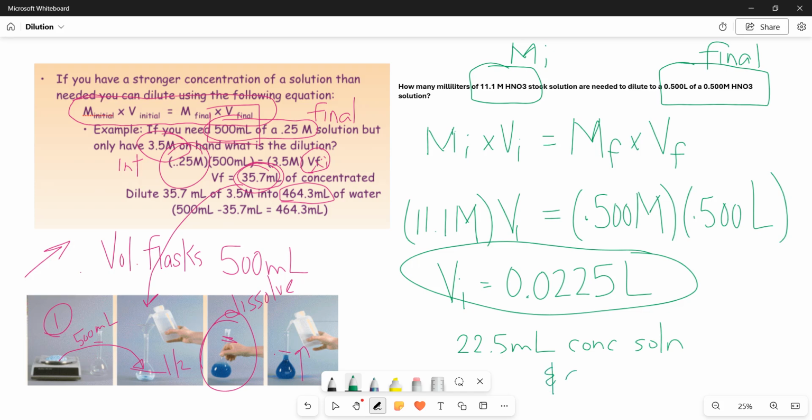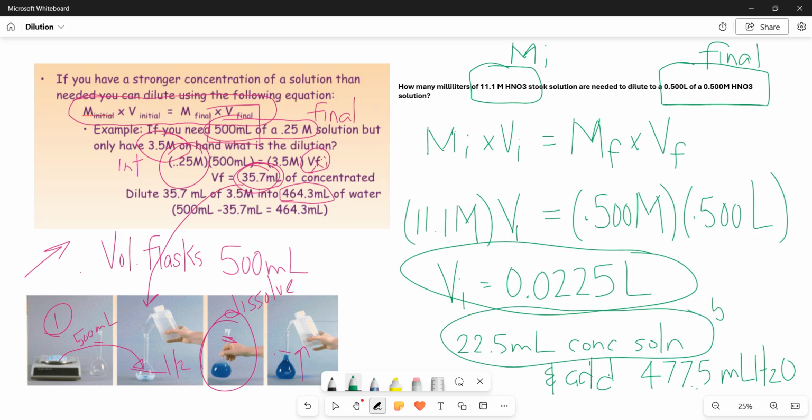and I'm going to add the difference in water, which is going to be 477.5 milliliters of water. Now, ideally, it would even be better to take this and put it in a 500 milliliter volumetric flask, and then just add water to that calibrated line with the meniscus.